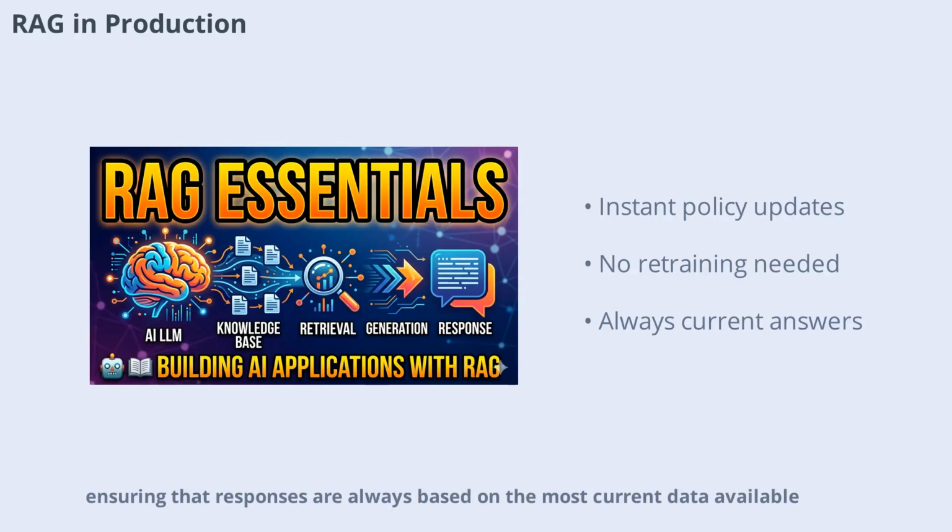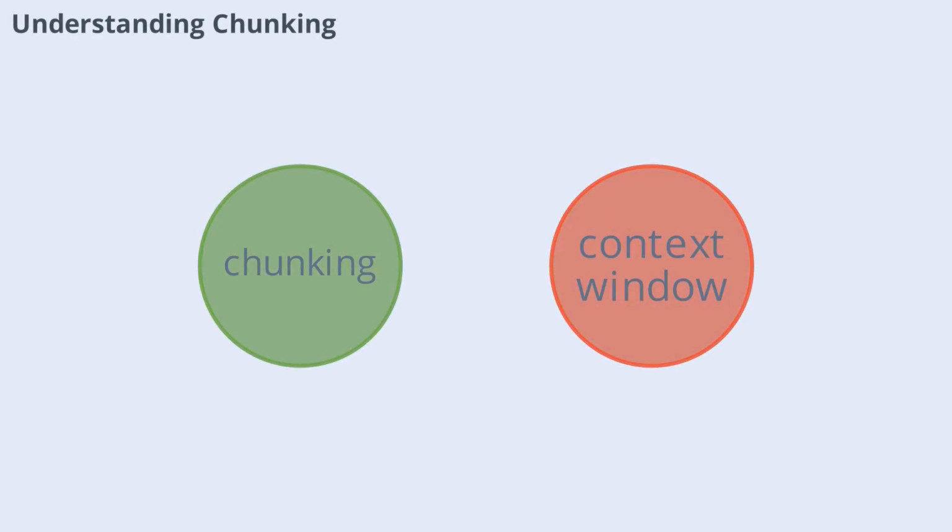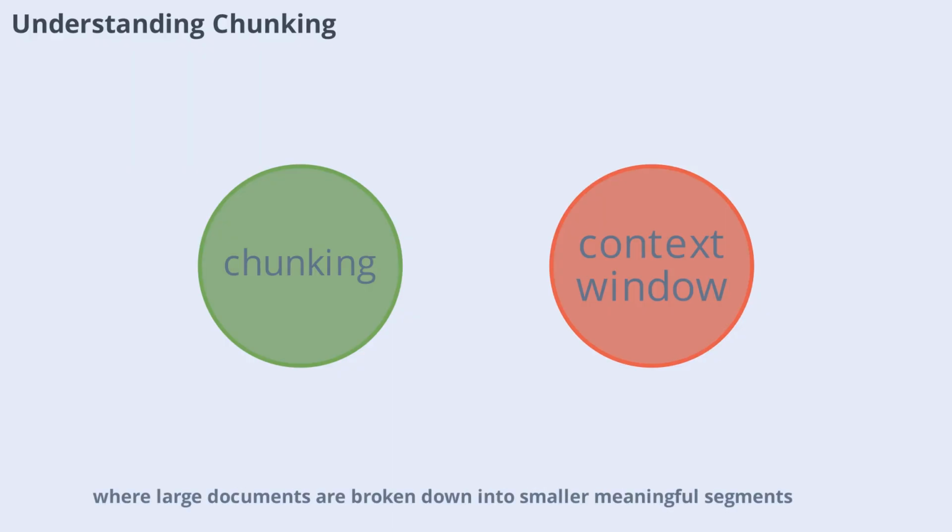most current data available. Chunking is a critical process in RAG pipelines, where large documents are broken down into smaller, meaningful segments. Even though modern language models can handle massive context windows, passing an entire 200-page document directly is inefficient. It leads to high latency, increased costs, and the risk of missing important details buried deep within the text. Chunking ensures that only the most relevant parts are processed, making the system faster and more cost-effective.